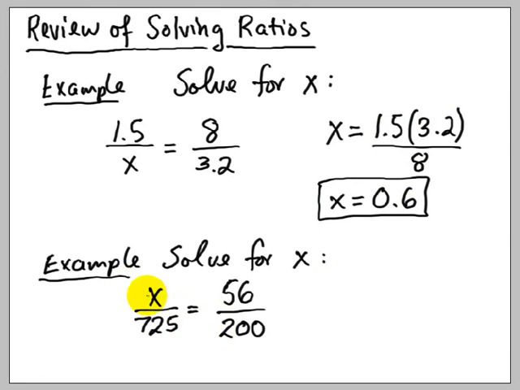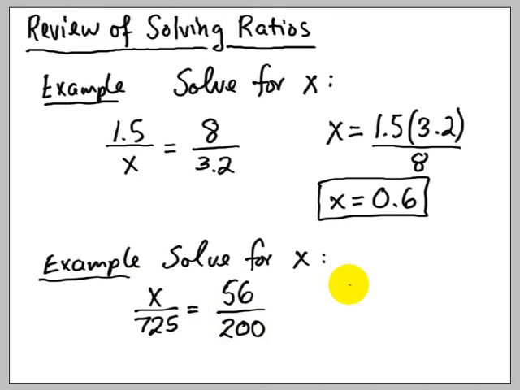We have two crosses. Here's a cross, and here's the other cross. On this cross, we have the variable and the number. On this cross, we have two numbers. Okay, that's the one I'm interested in. So I multiply the two numbers on this cross, and then I divide by the other number.